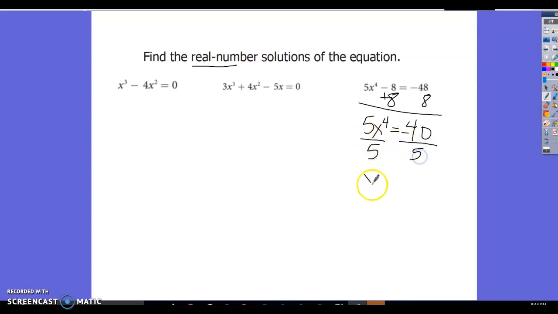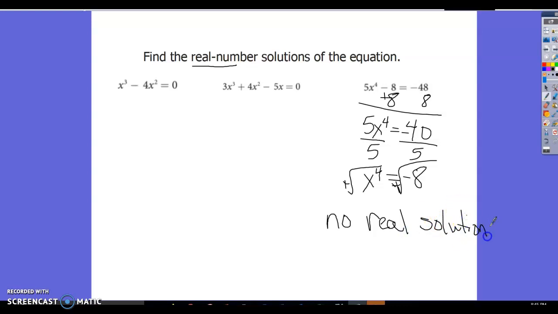Divide by 5. X to the fourth equals negative 8. And then the fourth root, it's like a square root, except it's a fourth root. If it's negative, there would be no real solutions. And this says find the real solution. So this one we're going to have no real solutions. And again, that's because underneath the radical is a negative sign there.